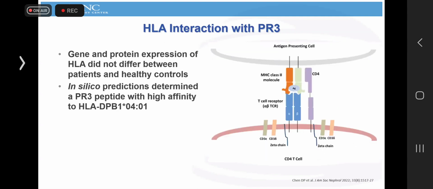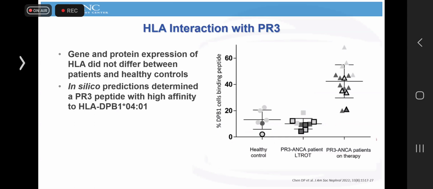And intriguingly, what we have been able to examine is that there really is a very clear difference of how a patient with active disease, a patient in clinical remission, compares to a patient in long-term remission off therapy. It has to do with the interaction of the molecule, in this case a portion of proteinase 3, to that HLA portion of that immunological synapse. So here are a group of T cells, antigen-presenting cells that are binding peptide.